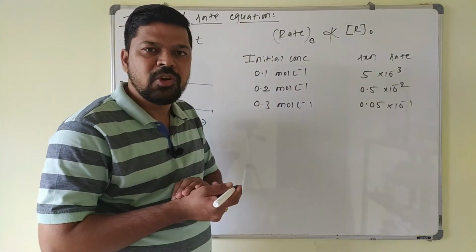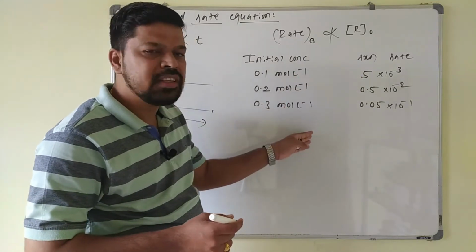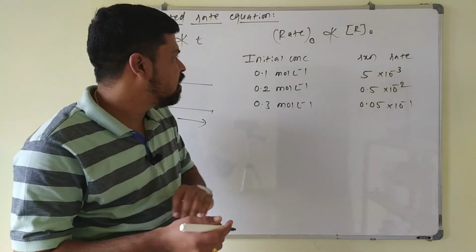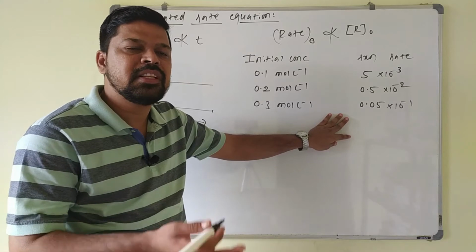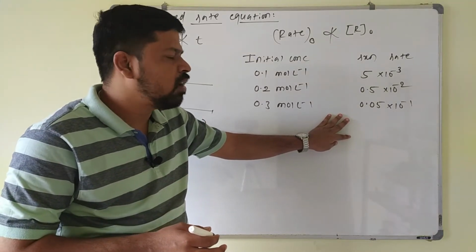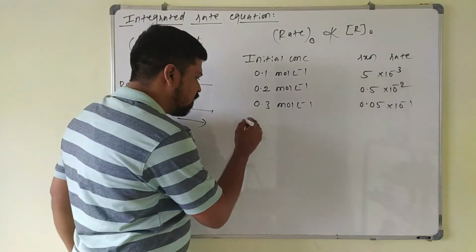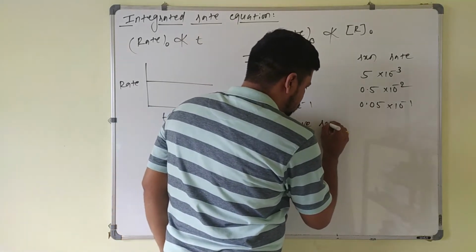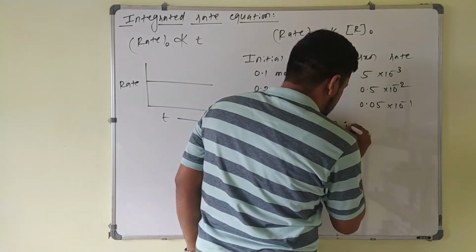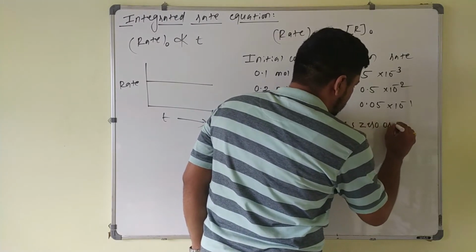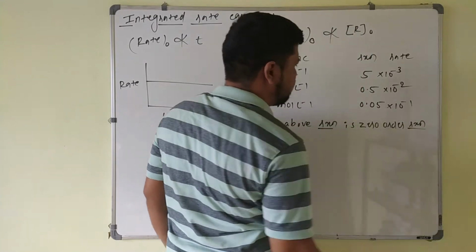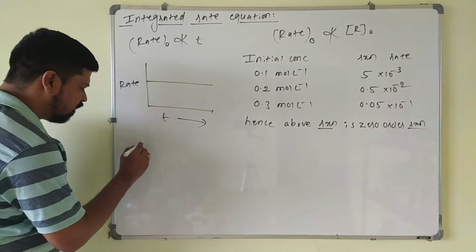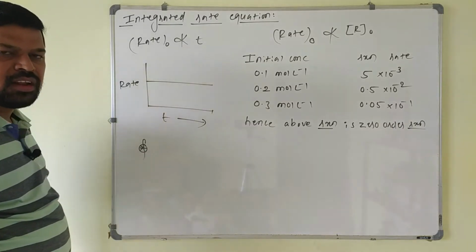So this reaction will be what? Zero order reaction, because the rate of the reaction is independent of initial concentration. If you go on changing the initial concentration, there is no change in the value of reaction rate here. So the above reaction will be a zero order reaction. In the examination they will give data like this also, and they will ask you which order this reaction is. So hence the above reaction is zero order reaction.